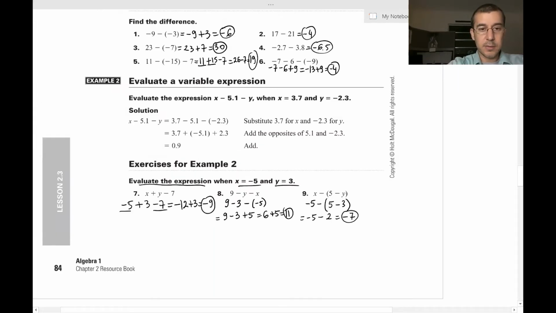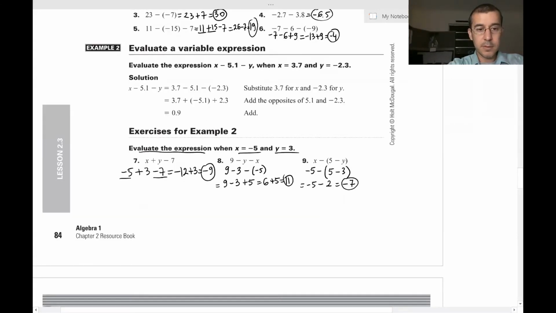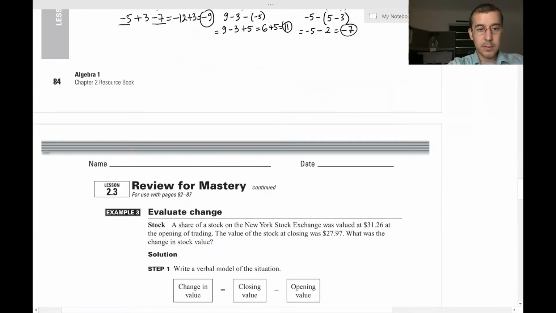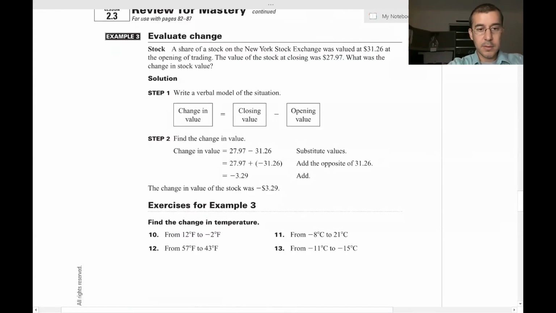And do we have more problems? Let's see. I'm going to scroll down. Okay, next is 10 through 13. Find the change in temperature. Okay, so from 12 Fahrenheit to minus 2 Fahrenheit.